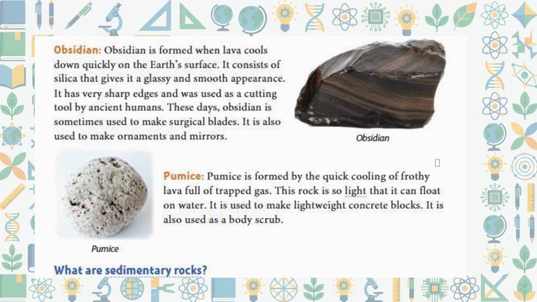Pumice. Pumice is formed by the quick cooling of frothy lava full of trapped gas. This rock is so light that it can float on water. It is used to make lightweight concrete blocks. It is also used as a body scrub.